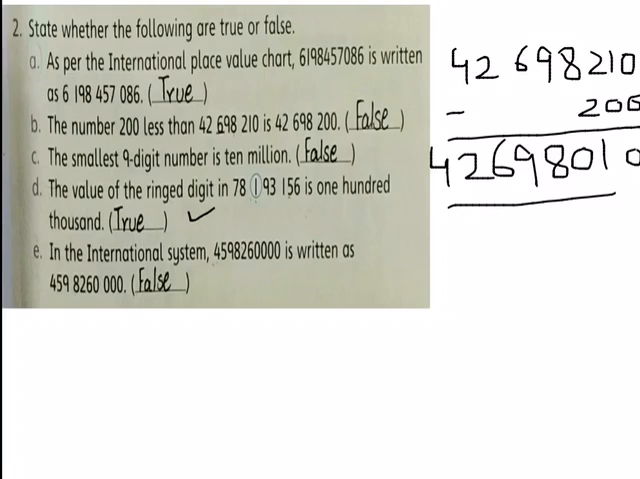Part E is, in the international system, the value is written as this. Students, I already told you that in the international system first we write 3 digits, then 3 digits, then 3 digits. So this statement is false because it is first 3 digits, then 4 digits. That is wrong. First 3 digits, then space, then 3 digits, then space, then 3 digits. So this statement is false.